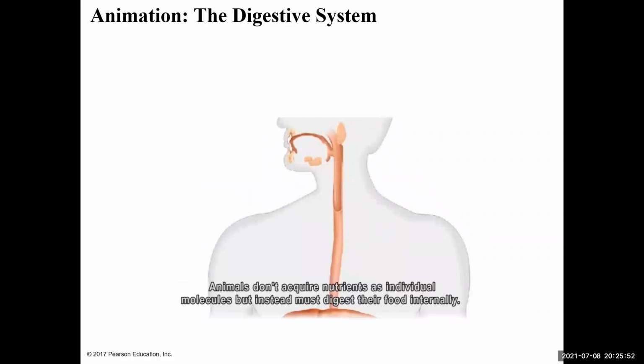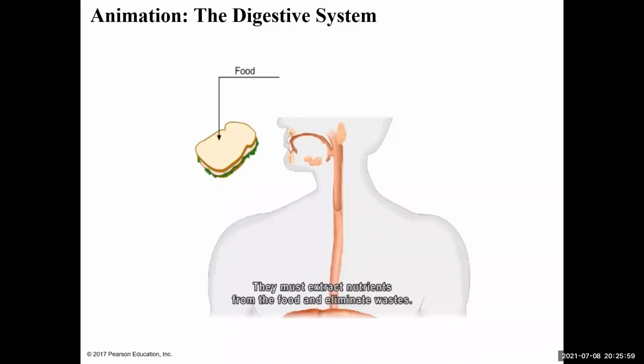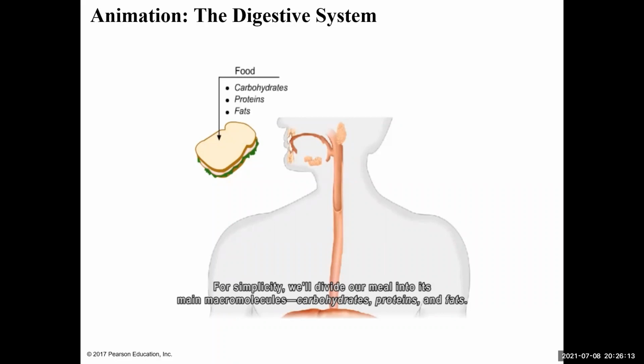Animals don't acquire nutrients as individual molecules, but instead must digest their food internally. They must extract nutrients from the food and eliminate wastes. Let's follow a meal as it travels through the alimentary canal. For simplicity, we'll divide our meal into its main macromolecules: carbohydrates, proteins, and fats.